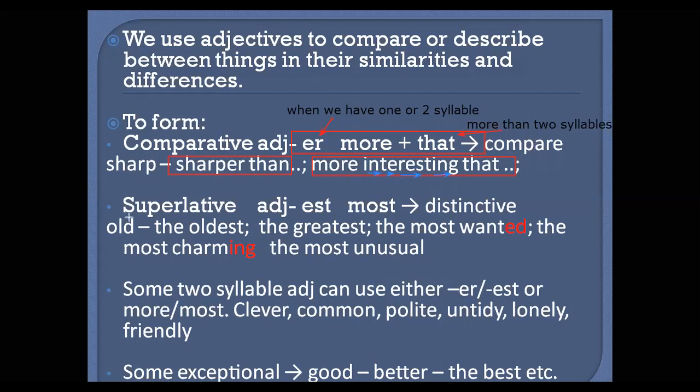So next one, the superlative adjective, we use adjective plus est or the most. The same thing. If it has one or two syllables, we use est. If it has more than two syllables, we use most. For example, old, oldest. It has one syllable. But here, the most wanted.